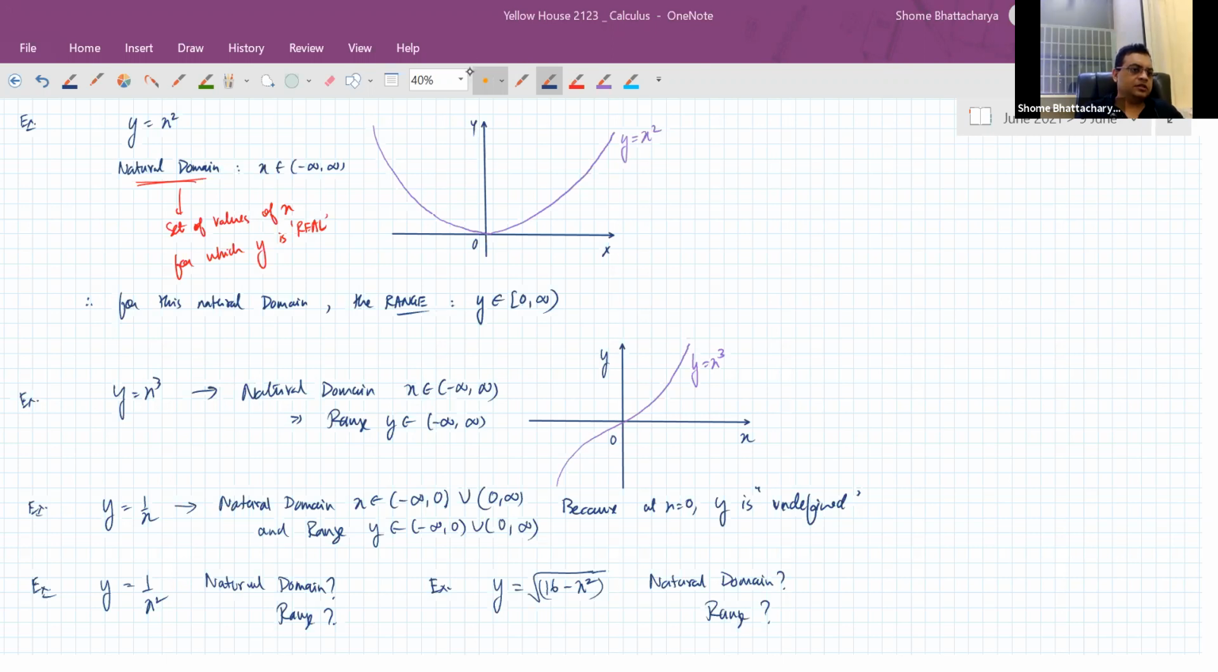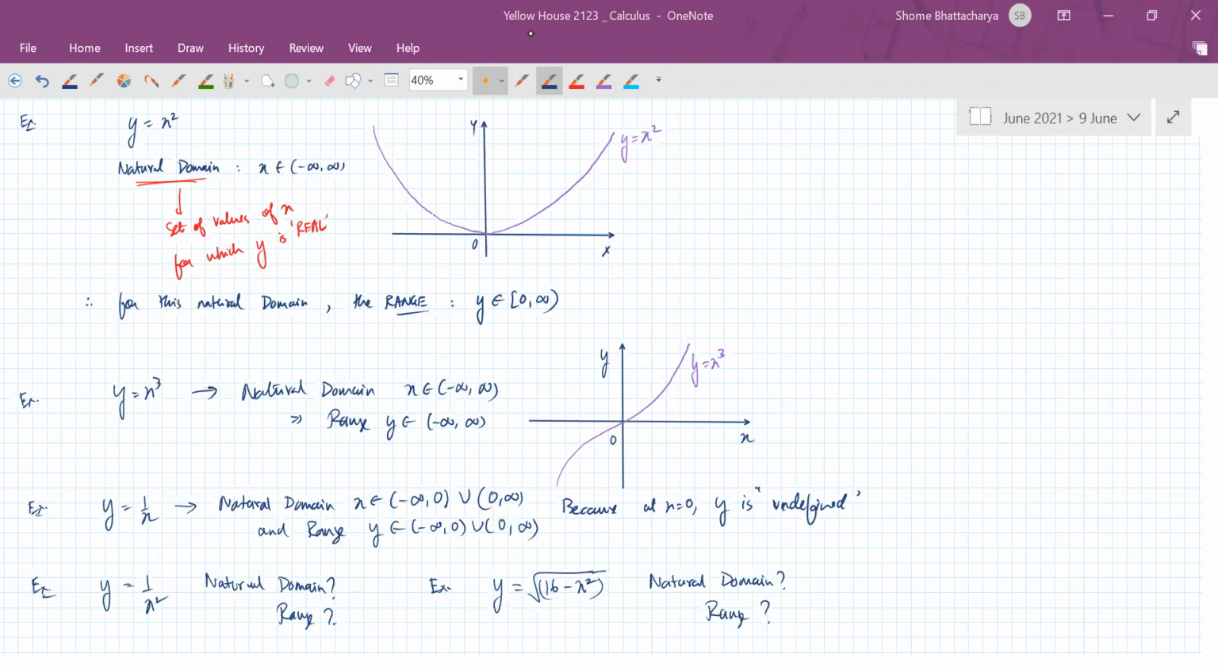Archit, you have to be careful, beta. Remember, 1 by 0 is an undefined operation, right? 1 by 0 is an undefined operation, Archit. Okay, so try it again.